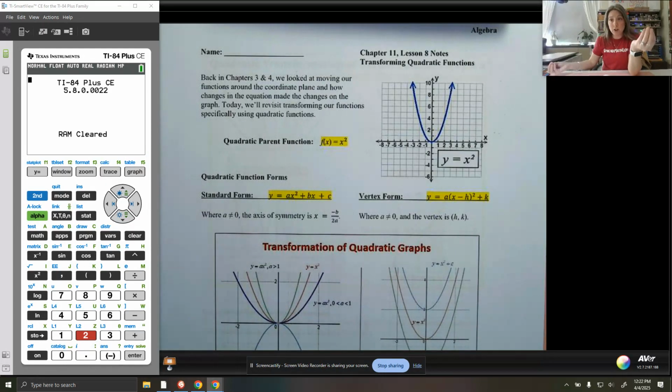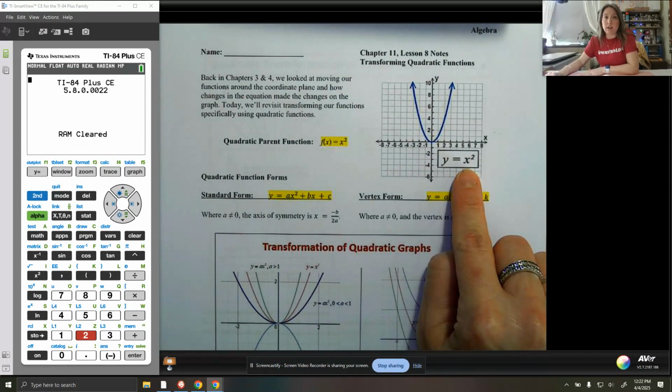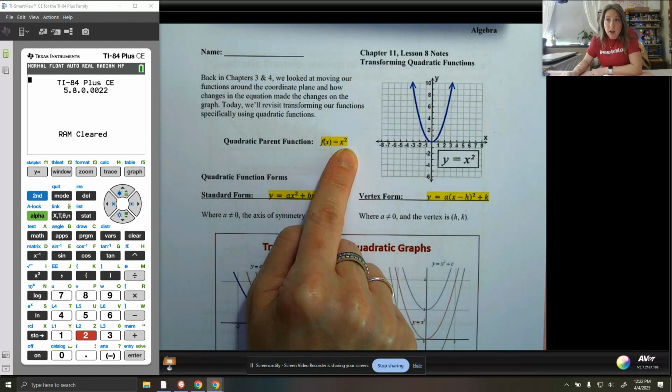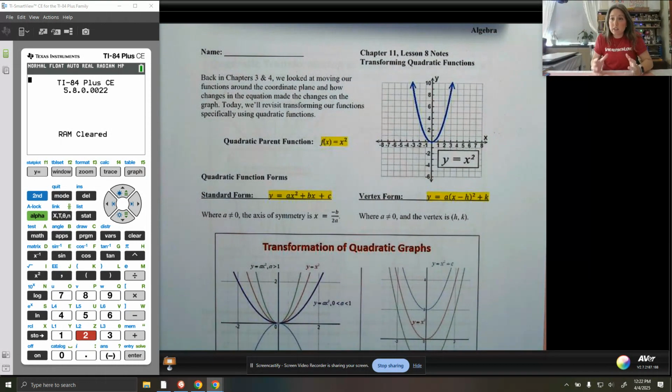So our parent function, the function we're basing all these movements off of, is just y equals x squared, or what we would call f of x equals x squared. And the reason we'd like to call that f of x equals x squared is because if we have that f of x notation, that's what we can make the general form function changes to. And so we don't necessarily also change the equation, although I will teach you how to do that. So we'll be able to look at the function notation change as we go.